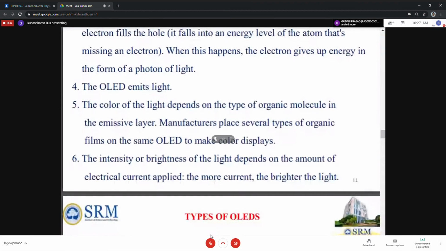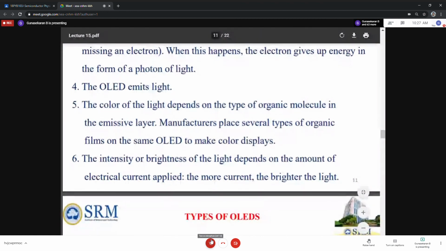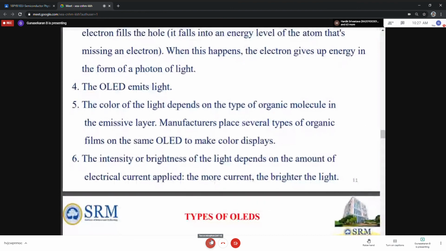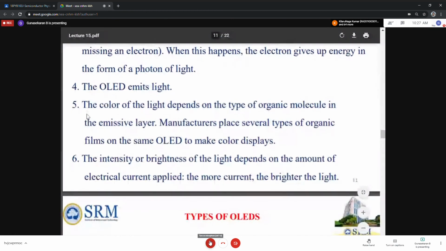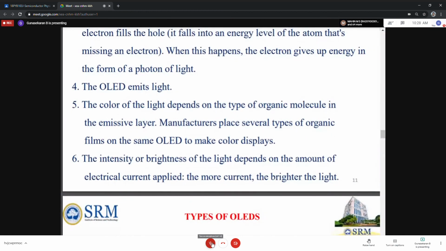That is the reason you put O, organic. It is purely based on the organic molecules. The type of organic molecules in the MC layer determines the color. That is why it is OLED, organic light emitting diode. Yes, organic molecule. And the output brightness also purely depends upon your input power. If you give more input power, you get the maximum brightness.